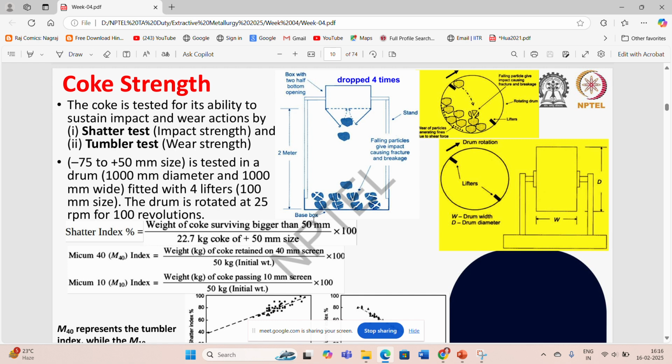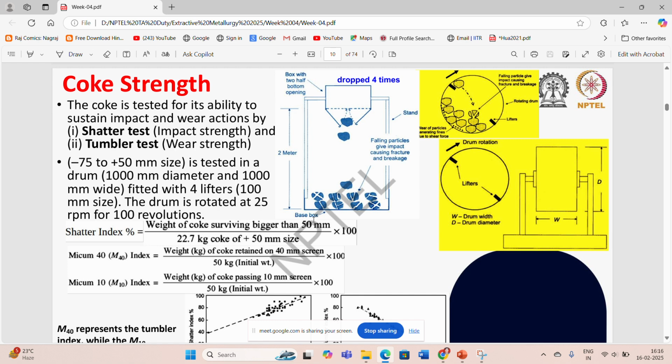So during the Sutter index test, a drum is used which has 1000 mm diameter and 1000 mm width, fitted with four lifters, each having 400 mm size. This drum is rotated at 25 RPM for 100 revolutions, and we are putting in a size range of -75 to +50 mm. So the Sutter index will be calculated as the weight of coke surviving bigger than 50 mm, divided by 22.7 kg of coke which we are charging inside the drum, into 100. That will be known as our Sutter index.